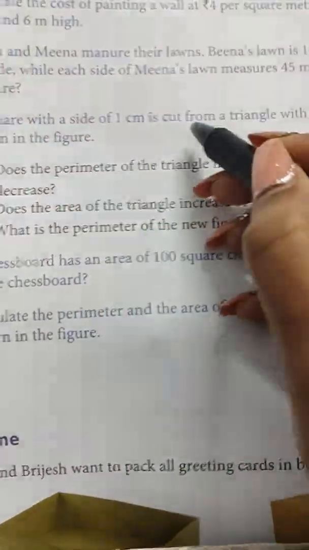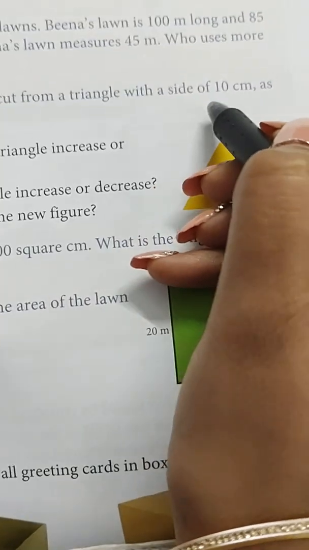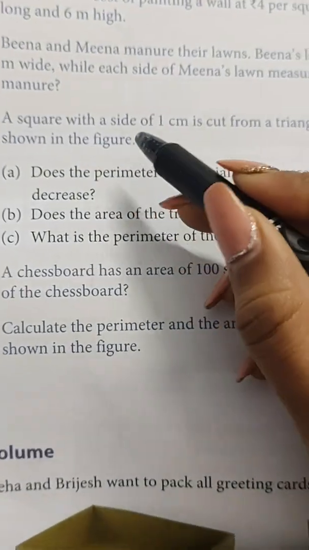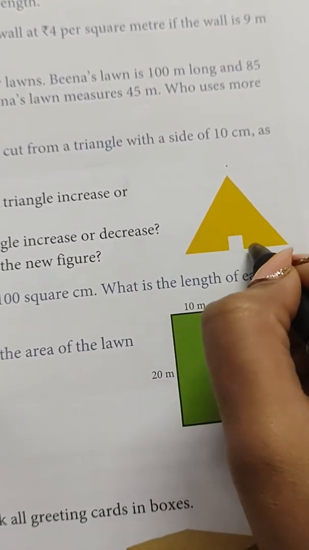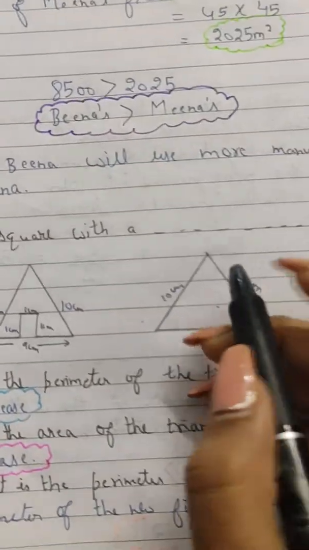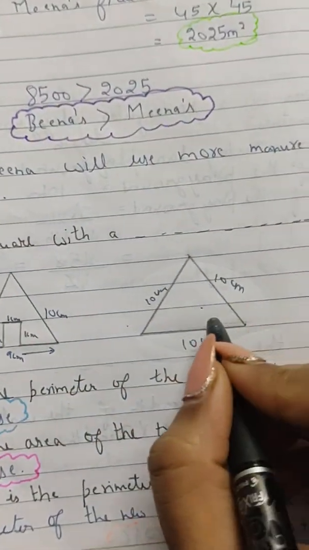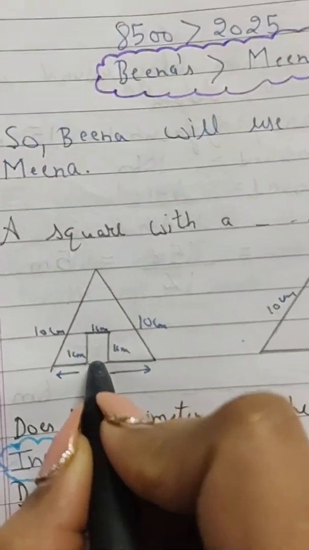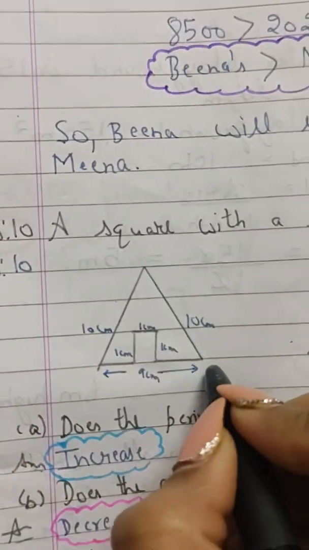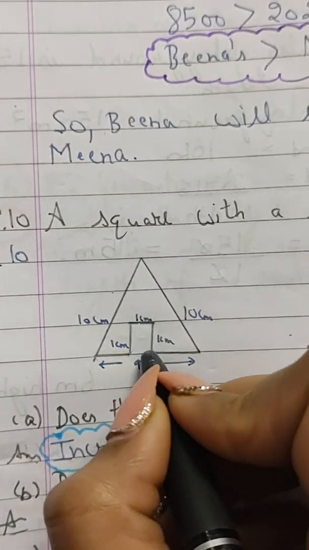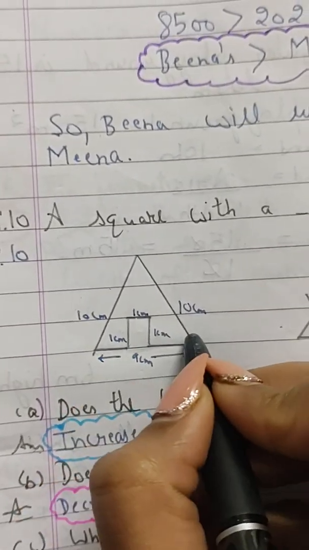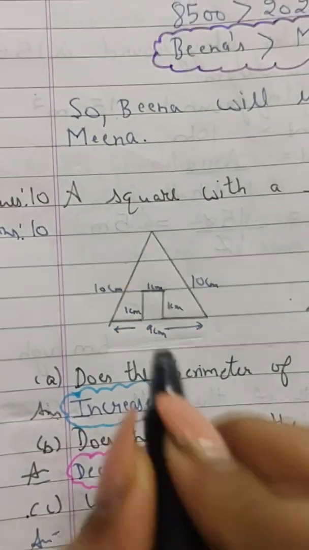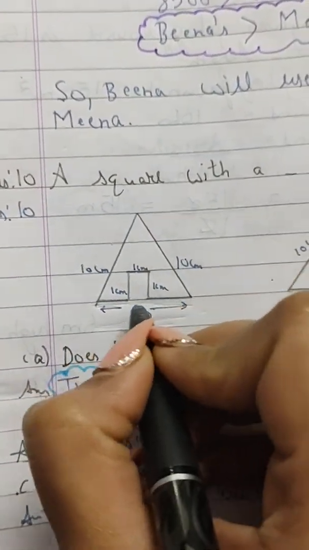A square with side 1 centimeter is cut from a triangle with a side of 10 centimeters as shown in the figure. As you can see here, a triangle is given and each side of this triangle is 10 centimeters. One square of 1 centimeter is cut from that triangle. Firstly, your triangle will look like this before cutting. After cutting the square, your triangle will look like this. So here 10 centimeters is this side, and this one is a square of 1 centimeter. If you cut 1 from 10 centimeters, 9 centimeters will be left. I am talking about this side and this side.